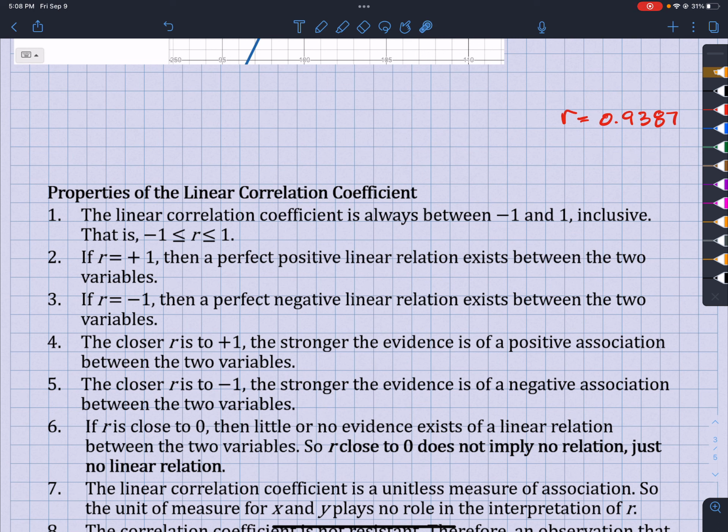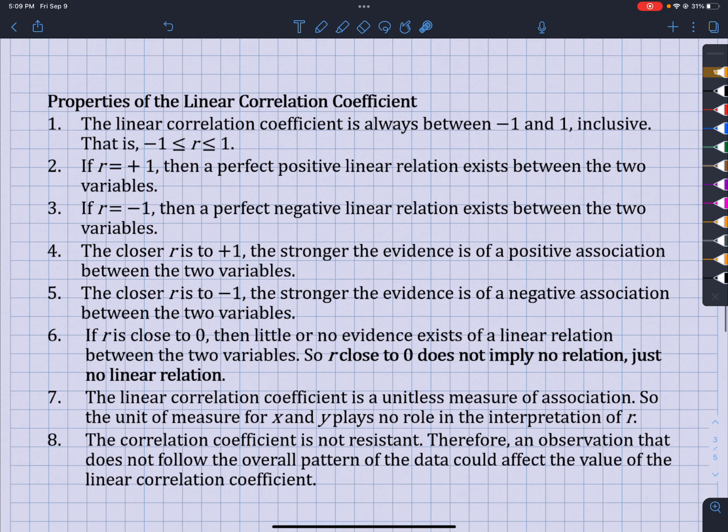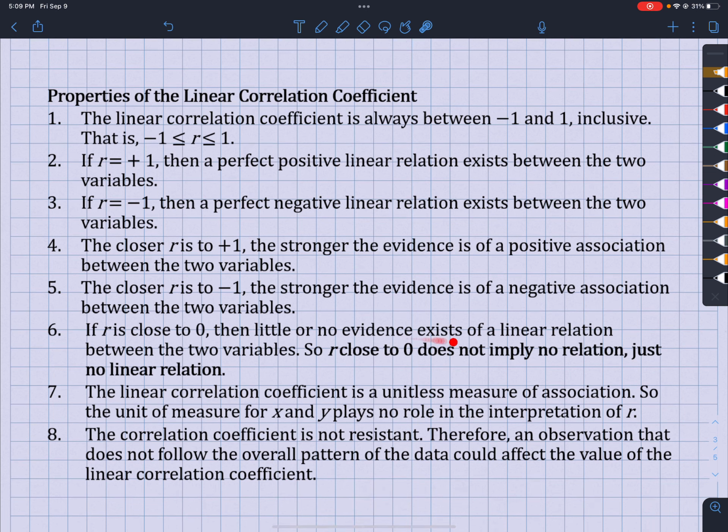So it says, the properties of linear correlation coefficient. The linear correlation coefficient is always between -1 and 1, right? If it's a positive 1, then it's a perfect positive linear relation. If it's negative, it's a perfect negative linear relation. If it gets close to positive 1, it's very strong evidence of a positive relation. And if it's negative, it's very strong evidence of a negative relation. If it's close to 0, then there is no evidence of the existence of a linear relation. Okay, we just call that nonlinear.